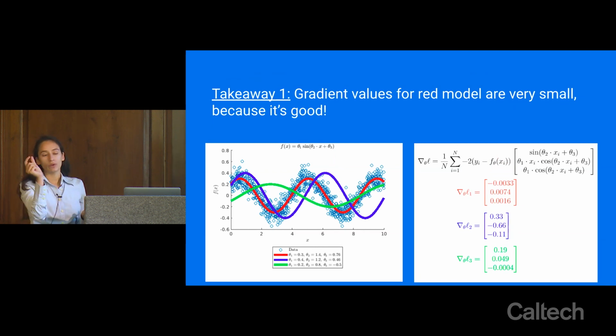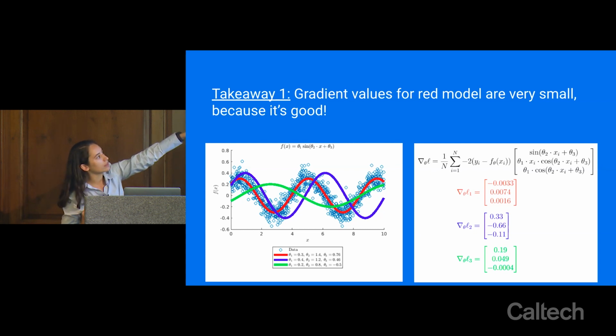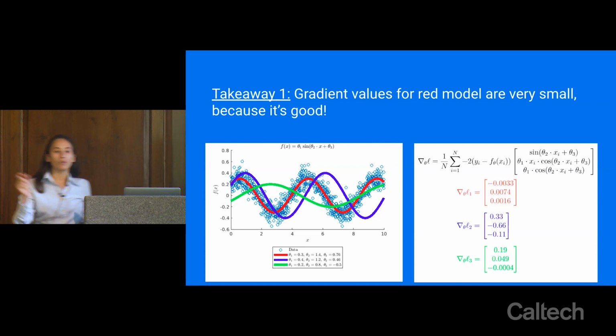When we wiggle the theta values in our function up here, theta1 sine(theta2 times x) plus theta3, our gradient values don't change very much. That's because the loss doesn't change very much. So you've kind of approached a solution that works well. When you change theta, it doesn't change your loss values too much. It indicates that you're doing a good job.